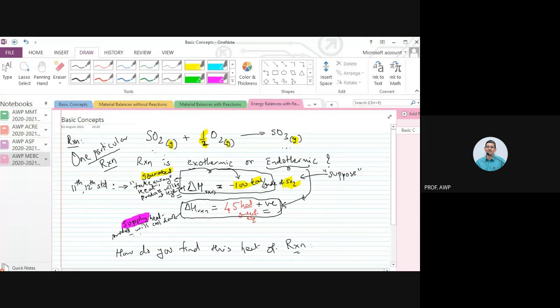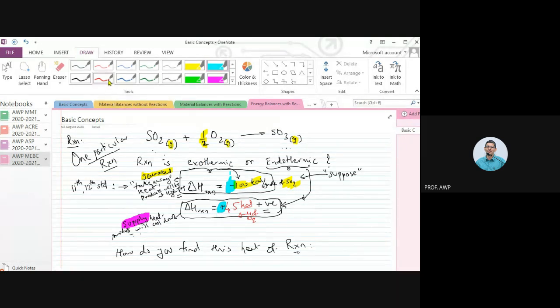Okay. So two things are important. One thing that is important is the sign, whether it is negative or positive. And we don't write that positive sign. If we don't write a sign, it is understood that it is positive. If it is negative, we have to write it. So negative means exothermic, positive means endothermic. Right?